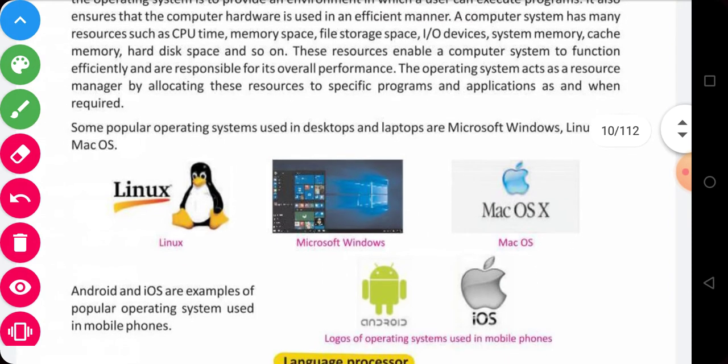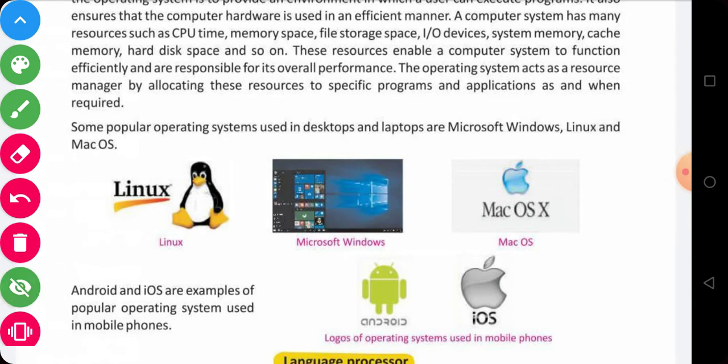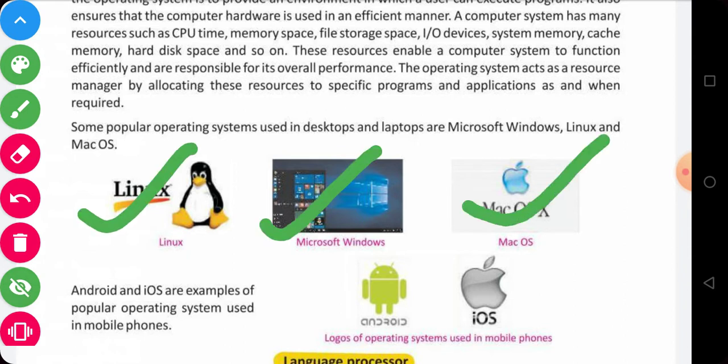Examples of operating systems are Linux. This is the Linux operating system. This is the Microsoft operating system, and this is the Mac operating system. And the operating systems popular on today's smartphones are Android and Apple's operating system. This is the icon of the Android operating system, and this is the icon of the Apple operating system. I hope you already know.